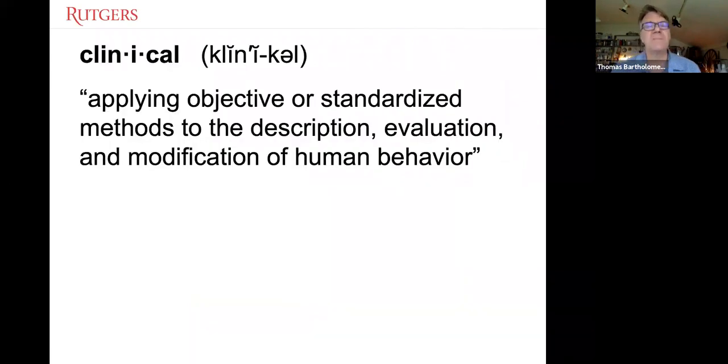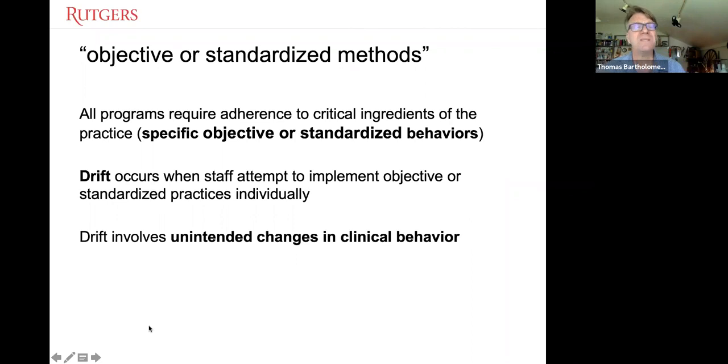So clinical is applying objective or standardized methods to the description, evaluation, and modification of human behavior. So clinical supervision then would seem to be focusing on these objective and standard methods to describing, evaluating, and modifying human behavior. That seems pretty close to the mark to me, and presents what I think is a good distinction between administrative and clinical supervision. So what does this mean, objective and standardized methods?